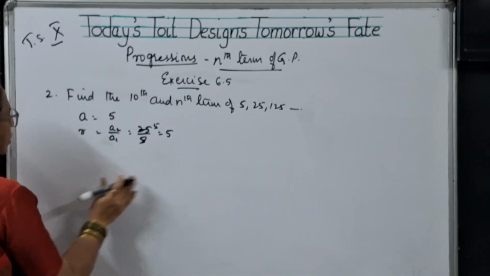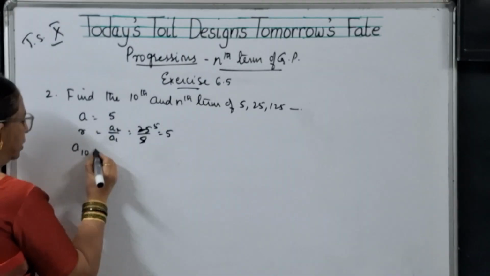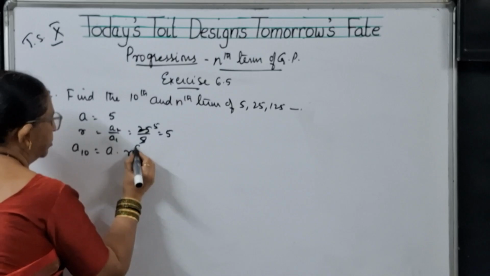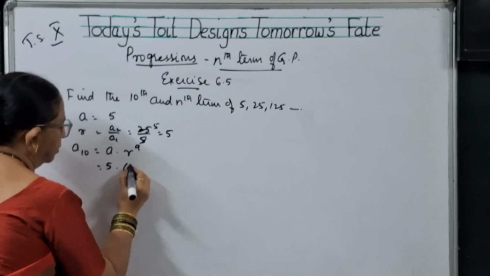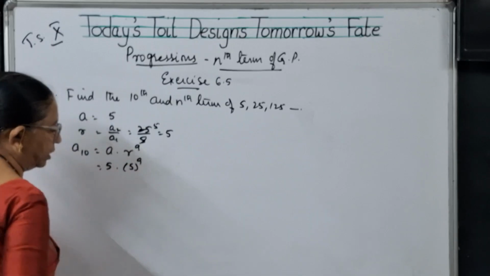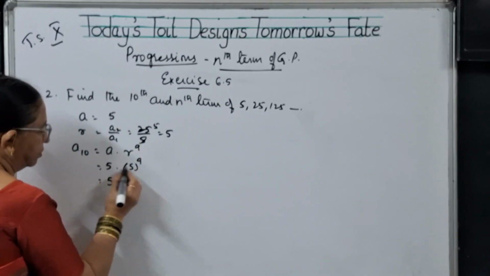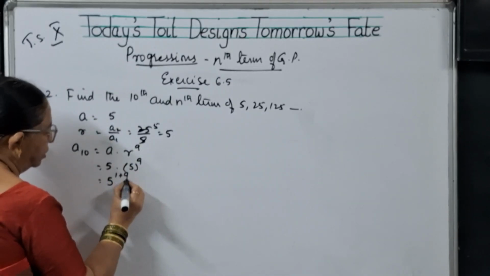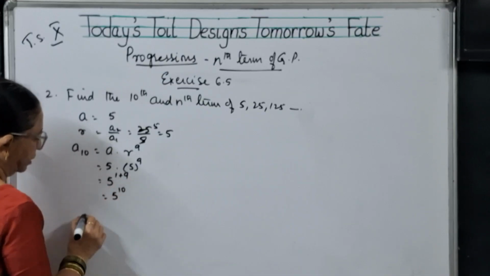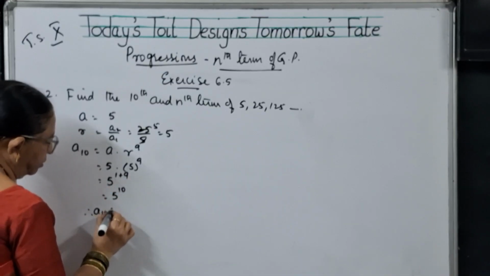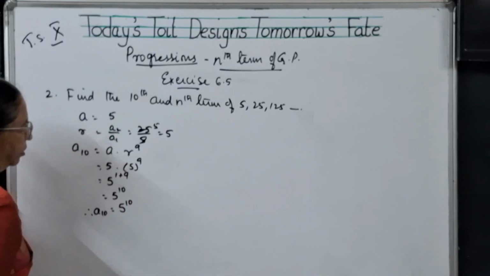Now we need A10. A10 is A into R to the power of 9. That is 5 into R, which is also 5, to the power of 9. That means bases are same and powers should be added. 5 to the power of 1 plus 9, 5 to the power of 10. So A10 is nothing but 5 to the power of 10.